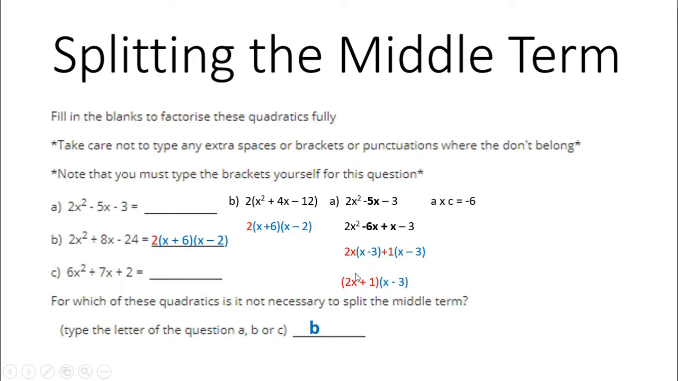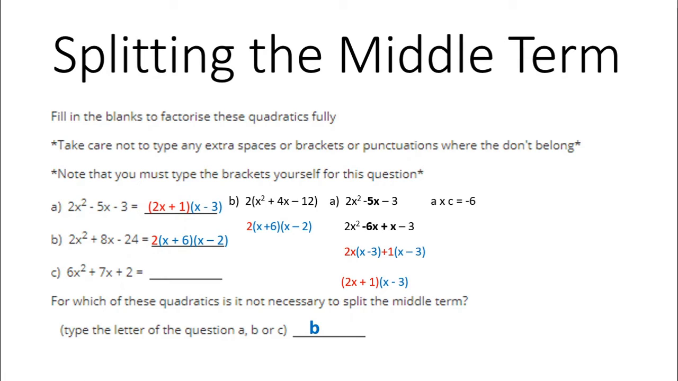I would still do 2x times x, 2x times minus 3, and then 1 times x and 1 times minus 3. And you might want to try that just to make sure that it will expand out and give you your original quadratic. I know that in order to get the 2x squared, the 2x times the x will give that to me. If I didn't have the 2 there, I would have a real problem getting 2x squared. Okay, so that was A.